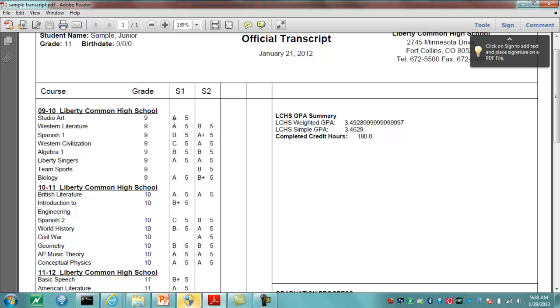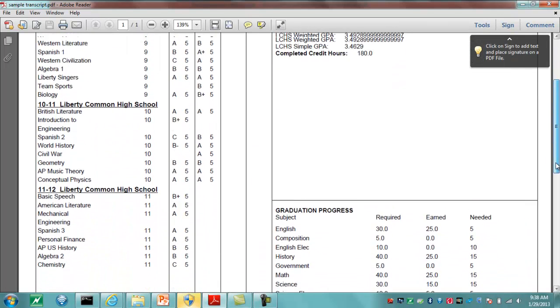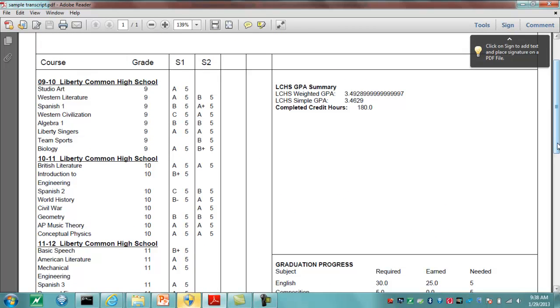So you can see an A for Studio Art here with 5 credits, meaning that's the number of credits that were earned. And that's listed all the way down through. So again, if you didn't get the grades that you would like to have gotten during first semester of your 9th grade year, really work hard second semester to try and improve that, because you know that these grades are permanent. They show up on this transcript forever, and you want to really be able to put your best foot forward and show what you're capable of on this piece of paper.